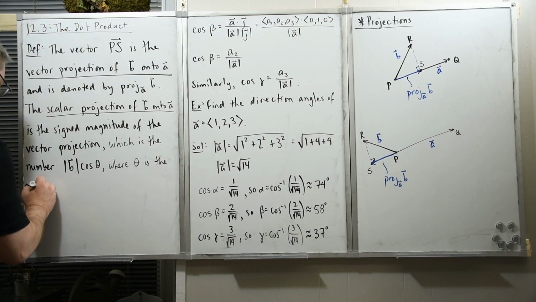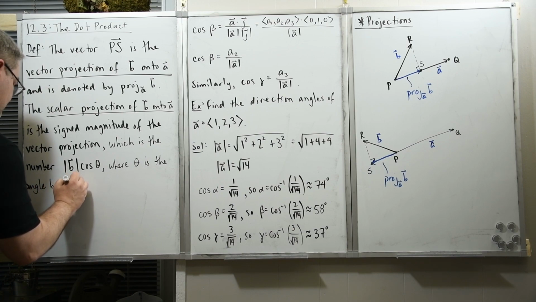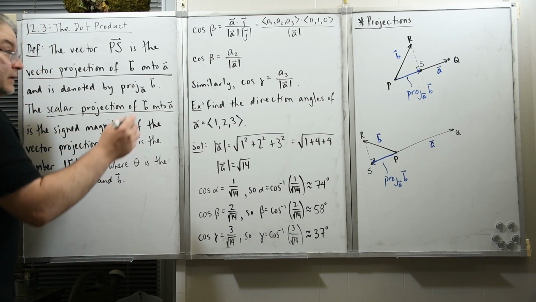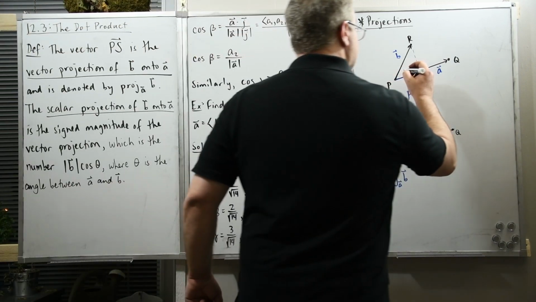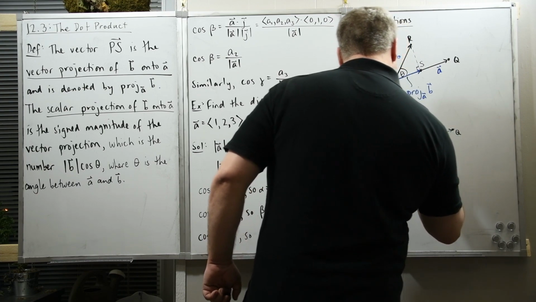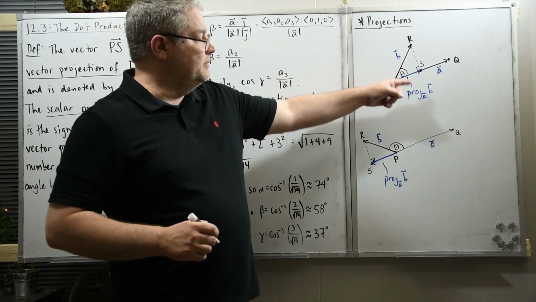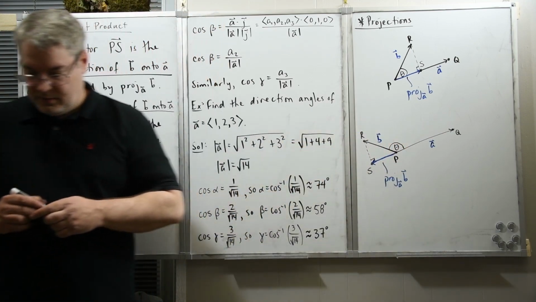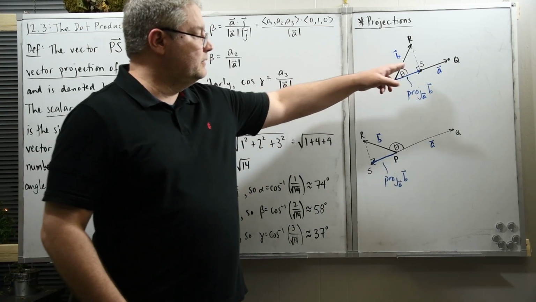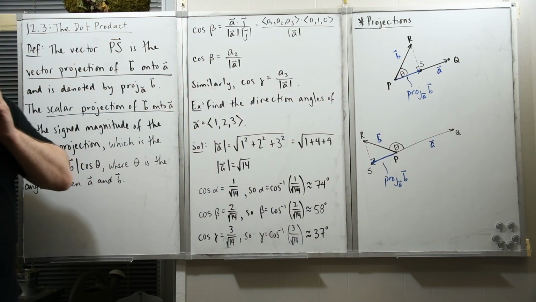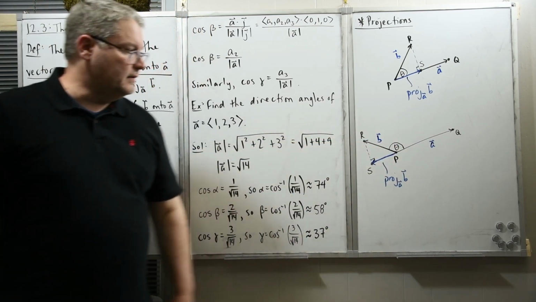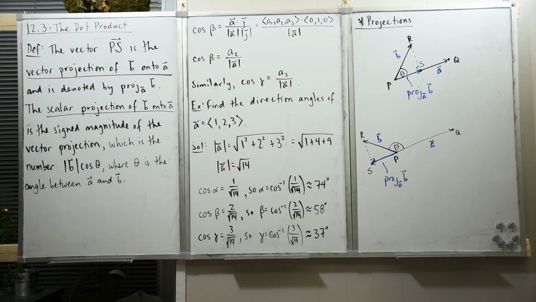Well, theta is the angle between A and B. So if you go back to these diagrams here, theta is the angle between A and B, and once again, theta is the angle between A and B. Now, here you have an acute angle, so you don't have to worry about cosine theta being negative, but here cosine theta certainly is negative.